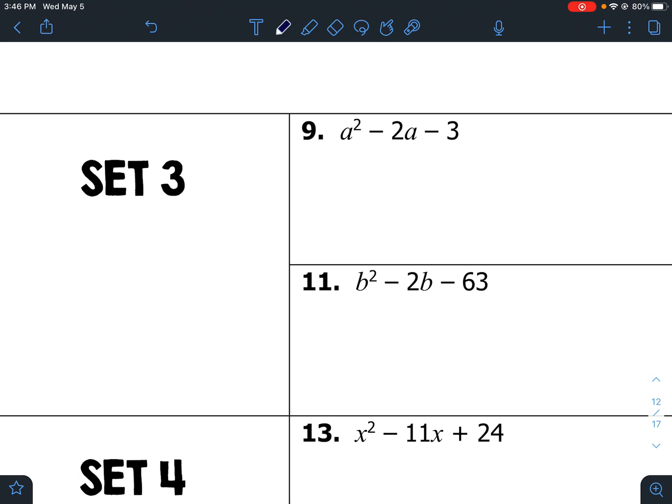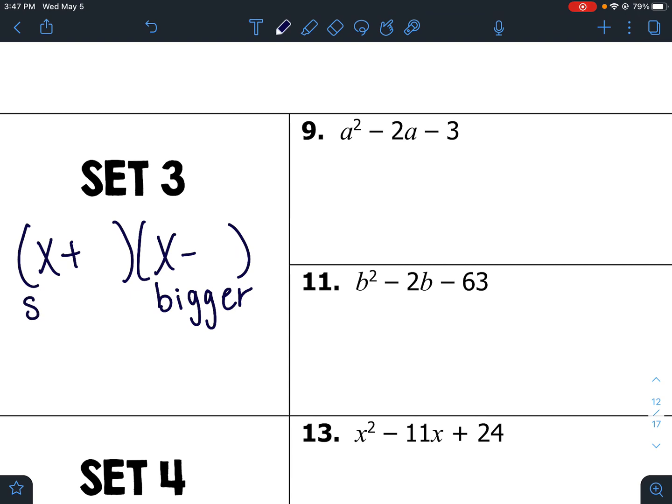Okay, here in set 3, you're going to notice they're both negative signs. Things that multiply to be a negative but add to be a negative are going to be x plus a number and x minus a number. The only way we can get that last number to be negative, but this time my bigger number is negative and my smaller number is positive.